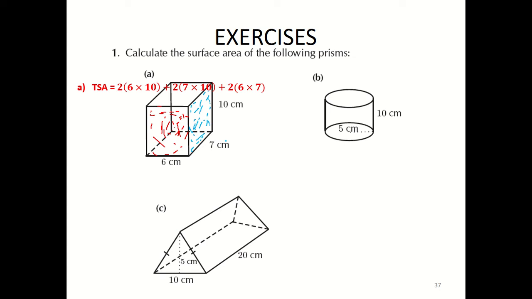There's two of these sides, so hence I simply took 7 and I multiplied it by 10, and obviously I doubled that because there's two blue sides, there's two red sides, and there's two blue sides. The last side will simply be the top side as well as the bottom side.